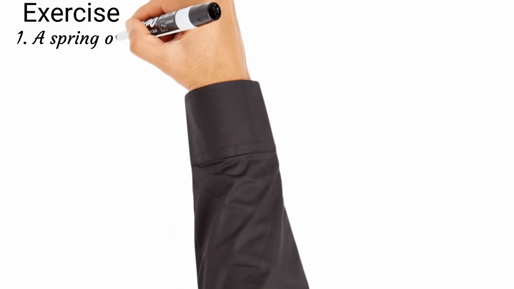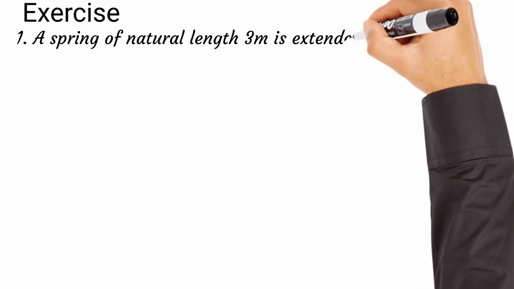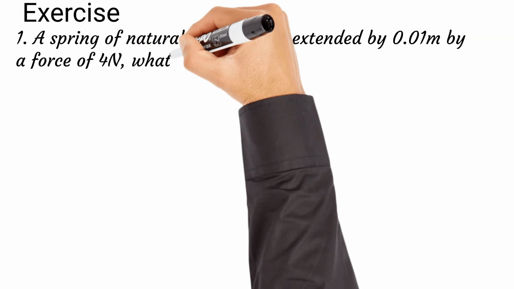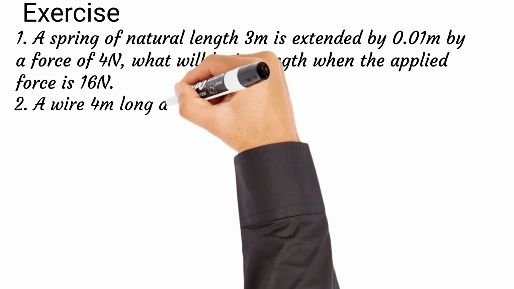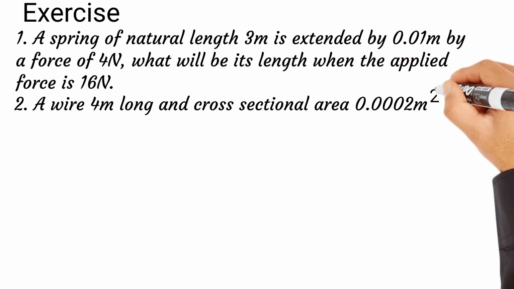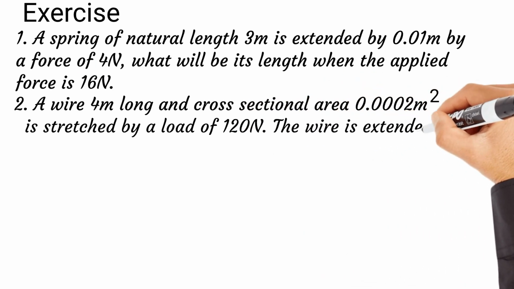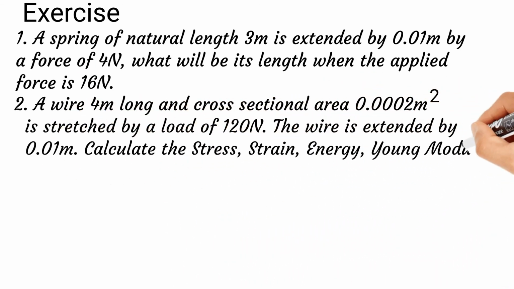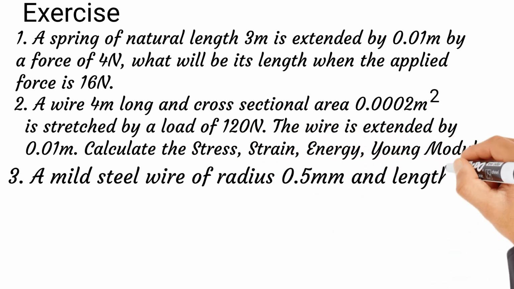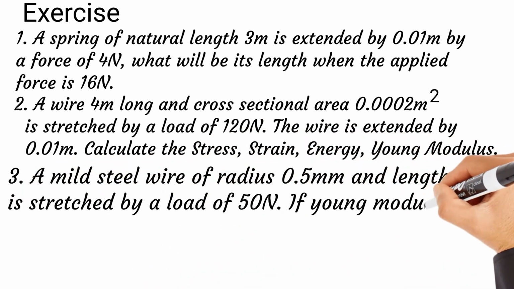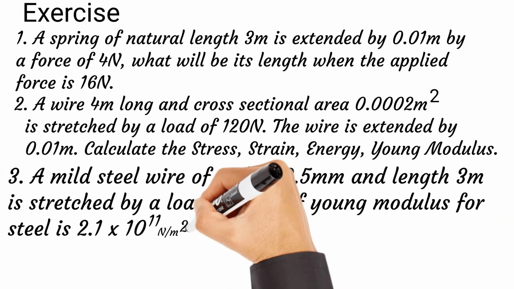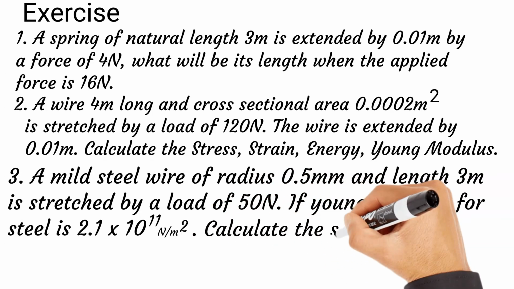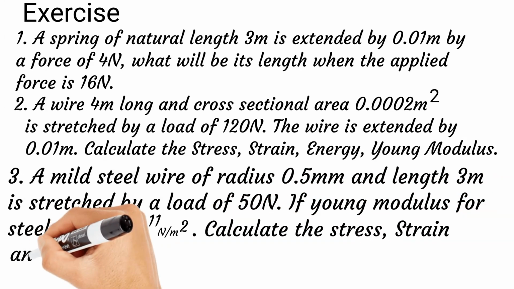Now, we are going to do the following exercise. Number 1, a spring of natural length 3 meters extended by 0.01 meter by a force of 4 Newton. What will be its length when the applied force is 16 Newton? Number 2, just follow the example and study the exercises very well. You'll be able to solve them easily. Number 3, mild steel wire of radius and so on. In number 3, you're looking for the extension and the stress. Calculate the stress, the strain, and the elongation.